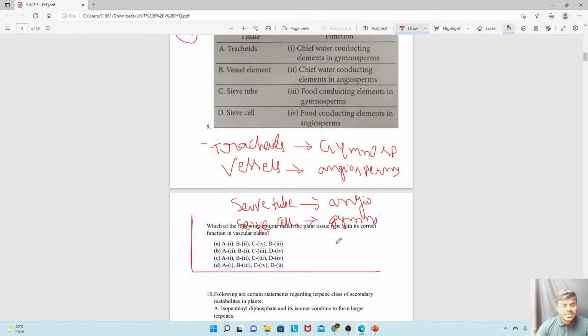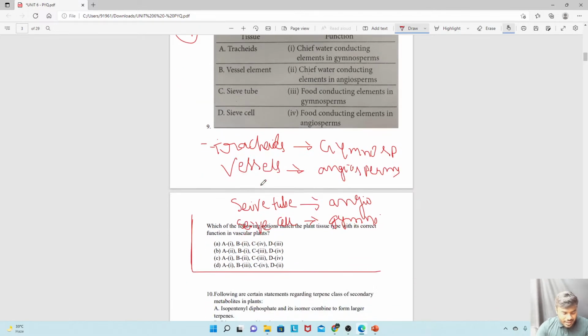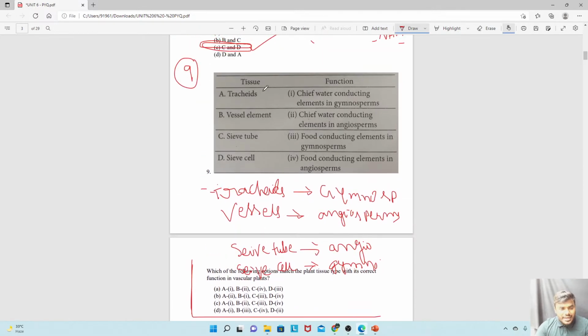Then how will the answer be C, friends? Answer will be A. Answer is not C. Tracheids present in the gymnosperms. Vessel elements present in the angiosperm.